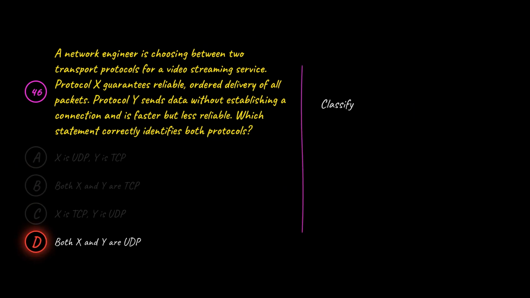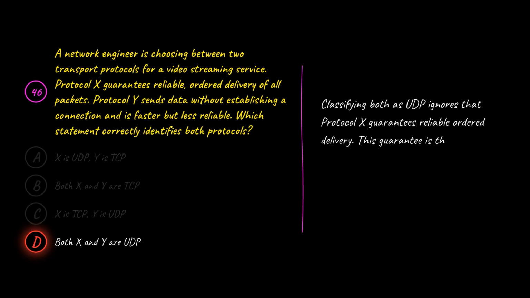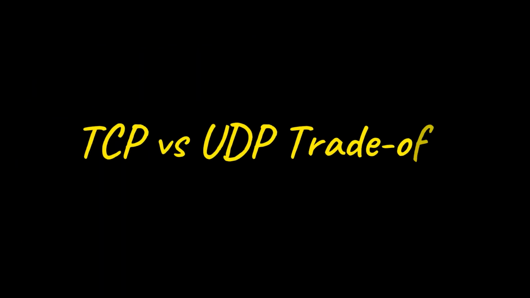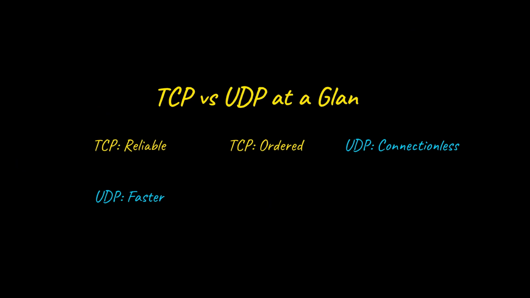D is wrong because classifying both as UDP ignores that Protocol X guarantees reliable ordered delivery. This guarantee is the defining feature of TCP, not UDP, since UDP deliberately skips connection setup and delivery verification for speed. The Internet's transport layer relies on 2 protocols that make opposite trade-offs, TCP and UDP. Understanding what each sacrifices helps you pick the right one for any application.